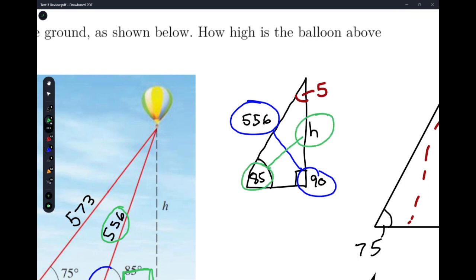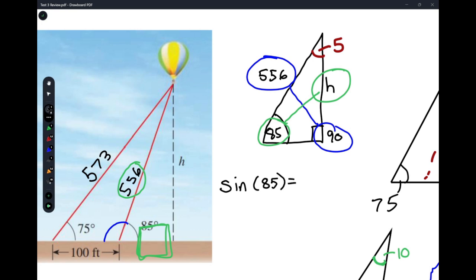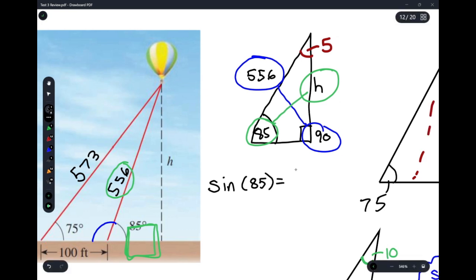Aren't you looking for H? Oh yeah. You could do that. Totally allowed. You didn't do law of sines. What did you do? I did sine and used sine of 85 equal to what? Oh, you did do law of sines. Well, see, I wouldn't be doing law of sines. What does sine stand for? SOHCAHTOA? Opposite over hypotenuse? No. Yes.